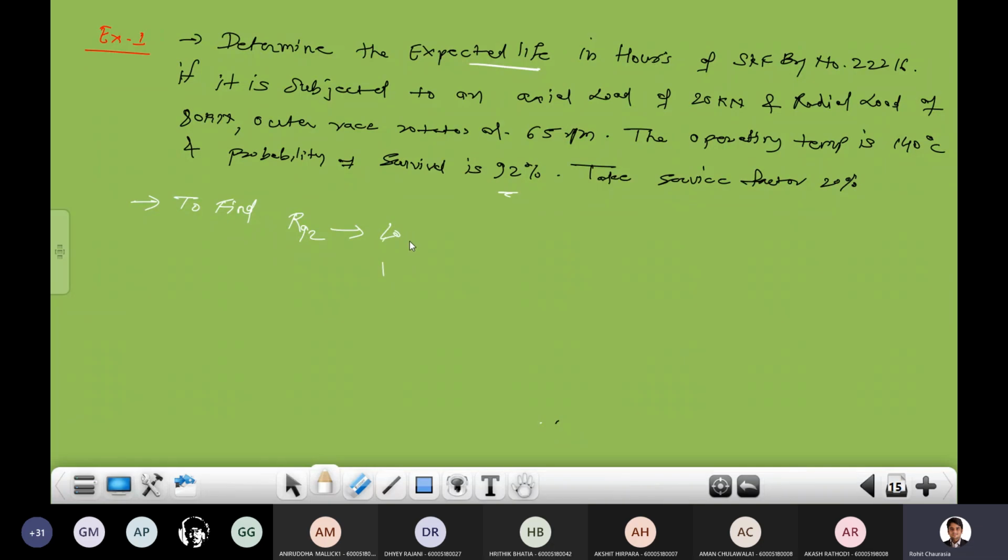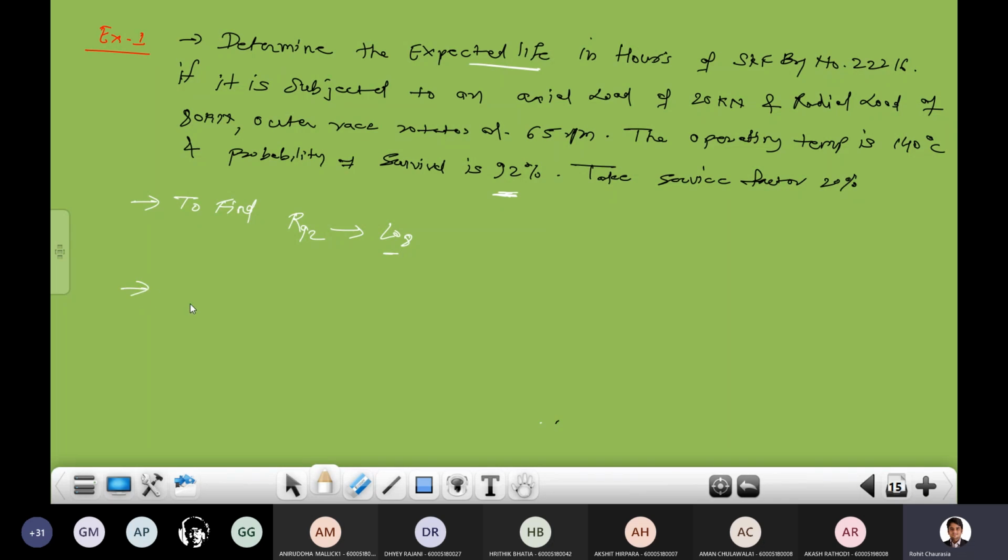Basically, L08 means when we have a probability of survival of 92, that time life will be L08. So probability of survival is 92, reliability is 92. That time I want to find out the expected life. That's all. They have not asked you to calculate the rated life. That rated life is L10. So that is not asked.